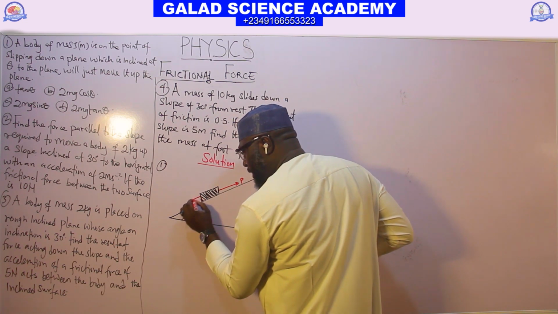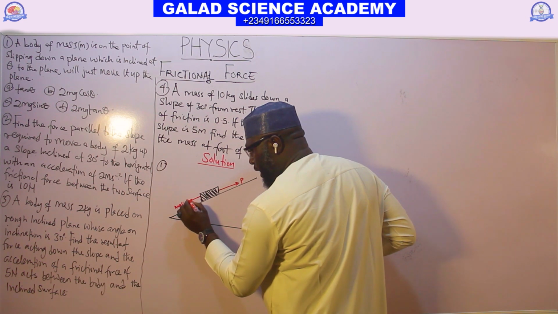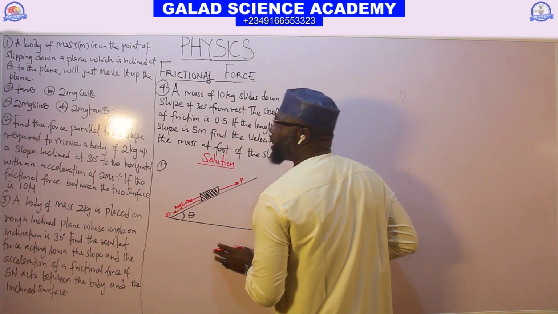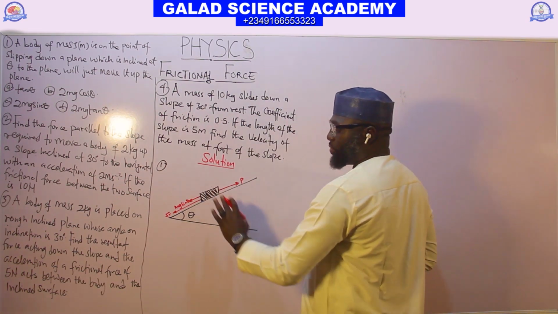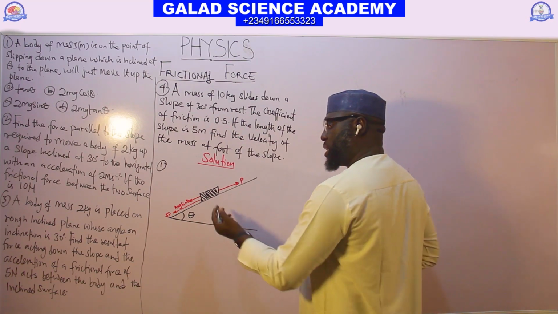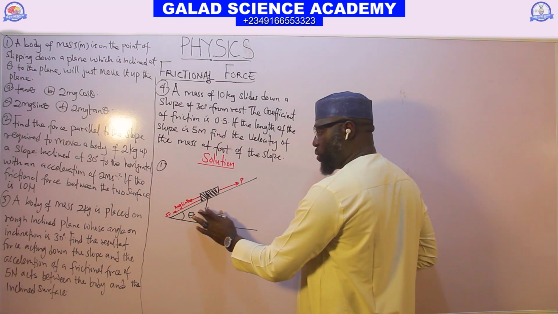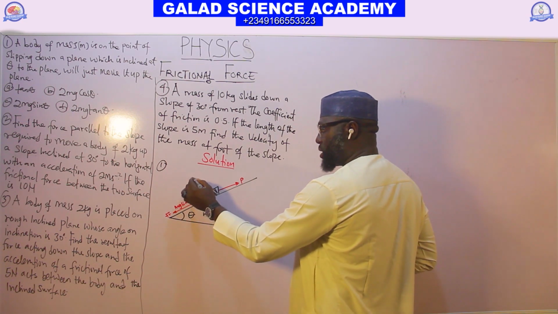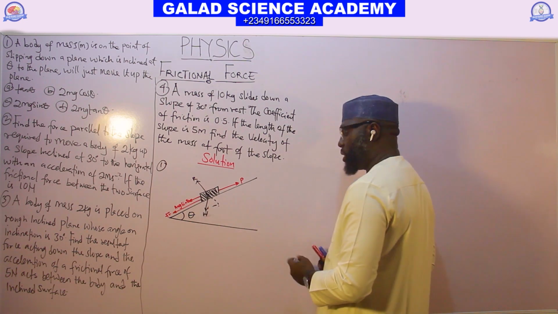The weight of the body, normal weight, is mg sine theta. The frictional force is Fr. So these are the three forces we have here. If you like, you can show the remaining ones, which is the weight and the normal reaction, but it's not necessary.